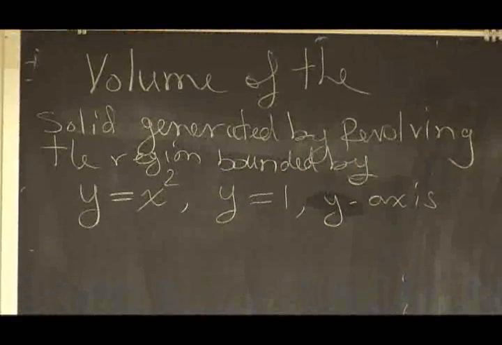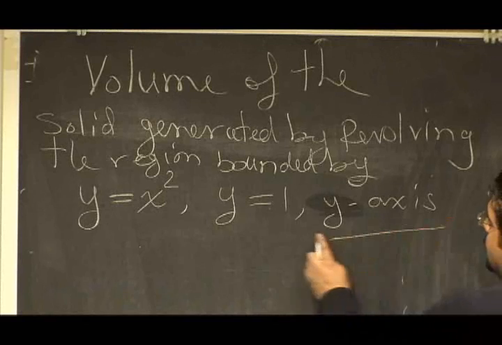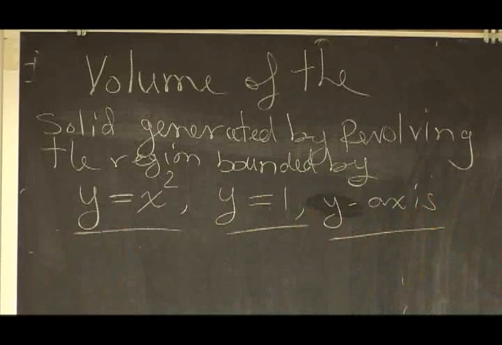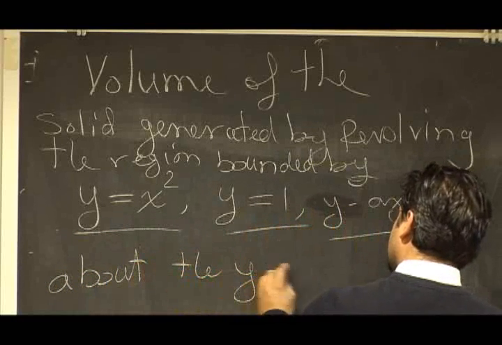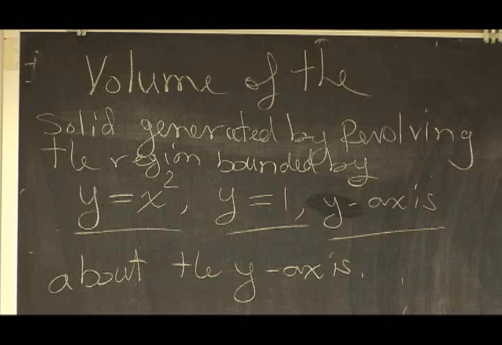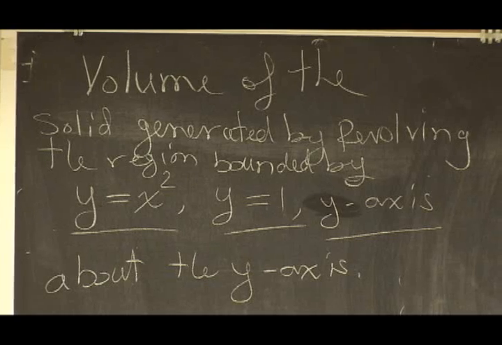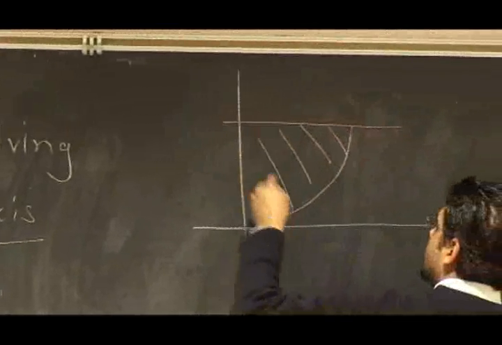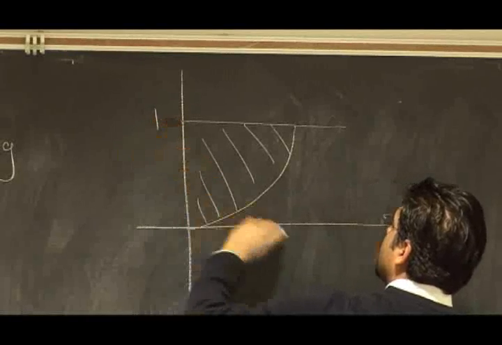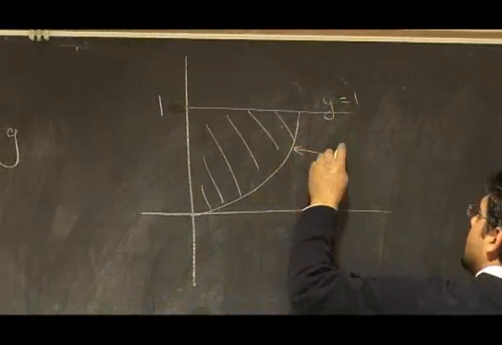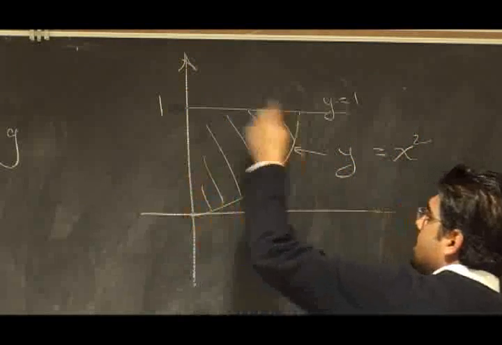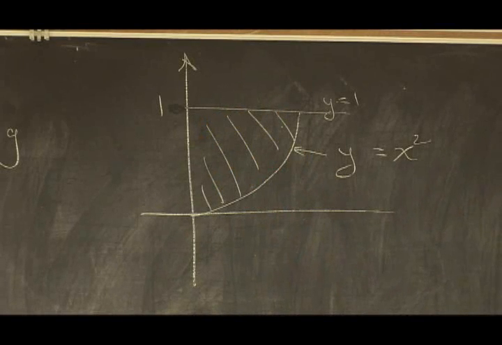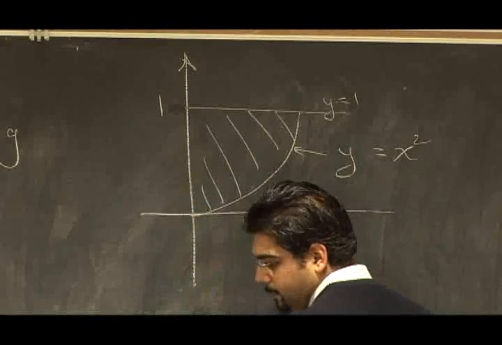Find the volume of the solid generated by revolving the region bounded by these three curves about the y-axis. Okay. We'll start by sketching this region. That's y equals 1, that's y equals x squared, and the y-axis. So this is the kind of triangular region that we have. And what we'd like to do is revolve this about the y-axis.